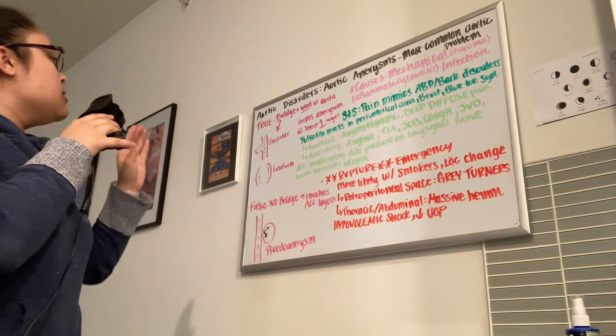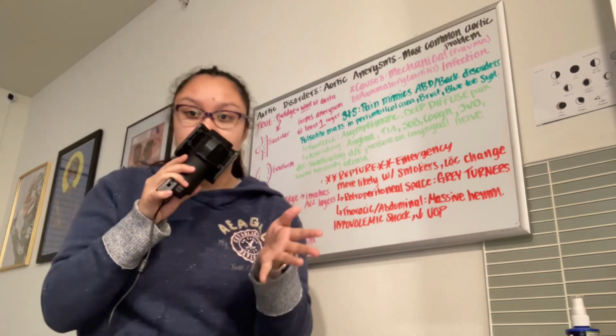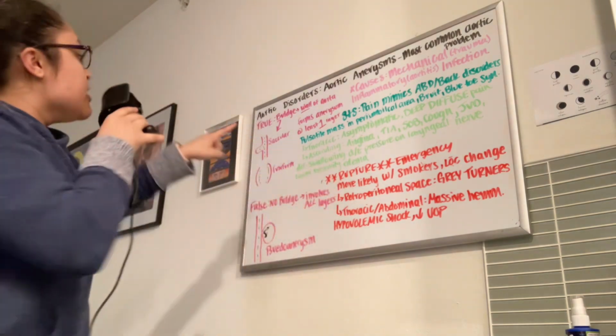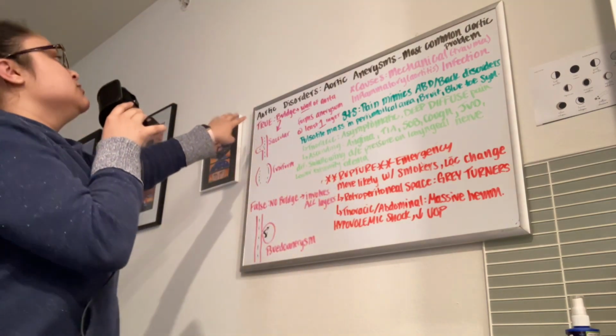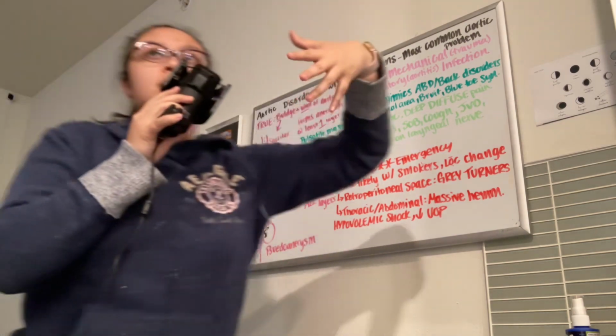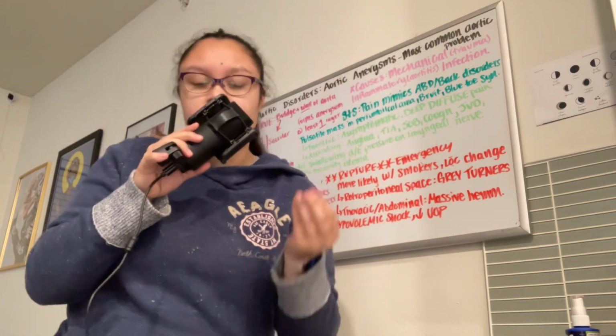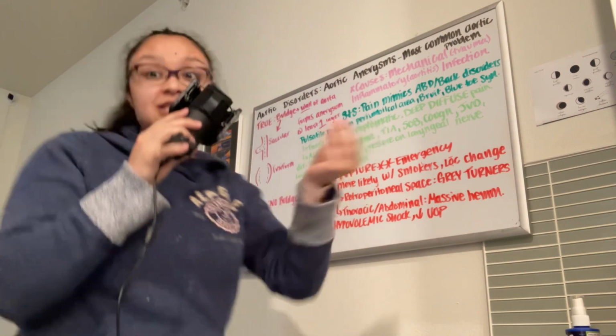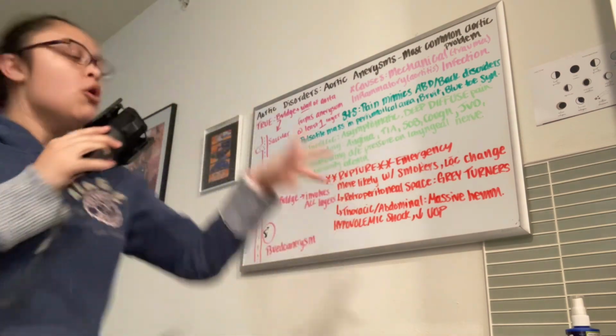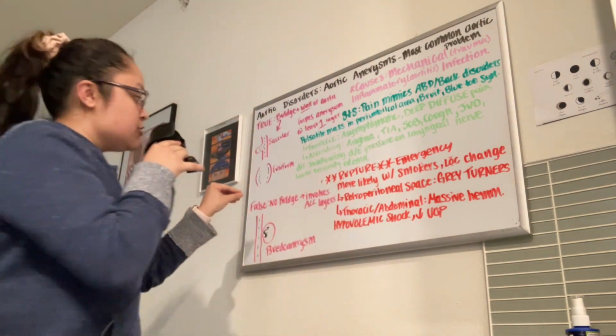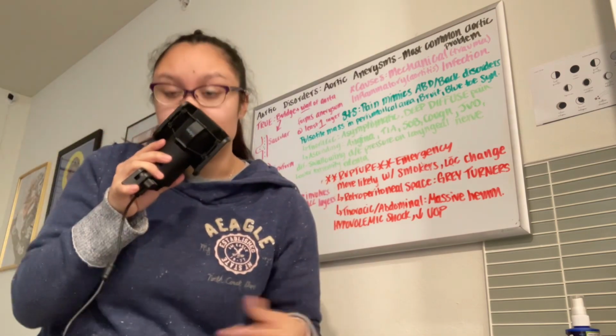Aortic aneurysms are broken up into two different categories. You have your true aortic aneurysms, which only involve the wall of the aorta, so it will at least just have one layer involved, whereas a false aortic aneurysm involves all the layers.